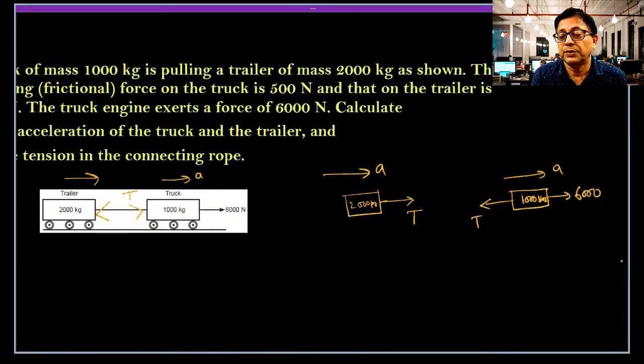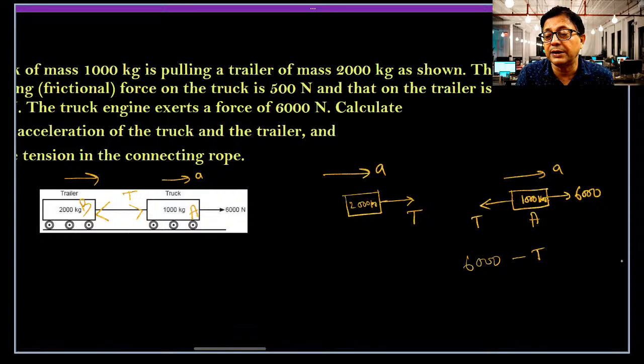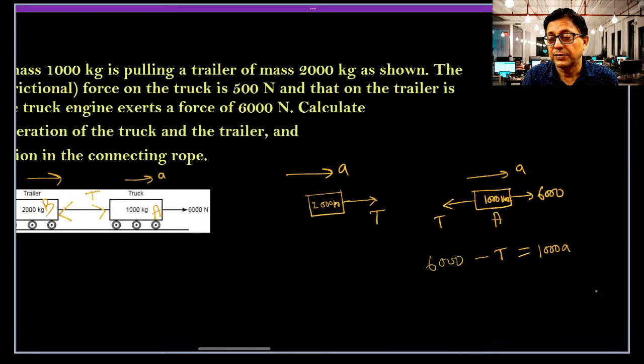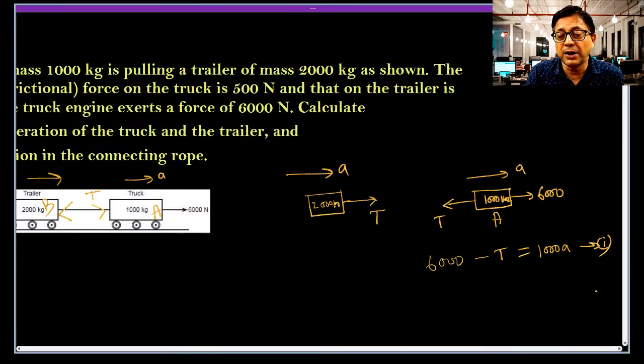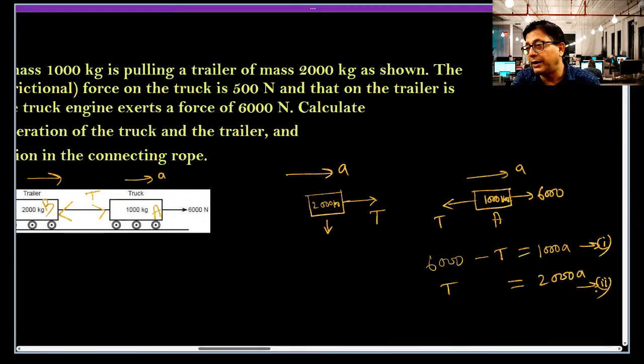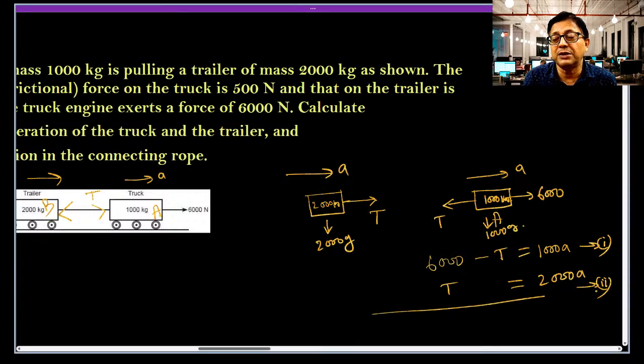So write the equations of motion. 6000 for this body. This is A and this one is B. For A we are writing 6000 minus T equal to 1000 A. Am I correct? Mass into acceleration. This is number 1. And for this one, T is equal to 2000 A. You did not ask me anything about gravity. Does gravity play any role over there? No. Because gravity acts vertically downward, it has no role to play on the object in the forward direction. So this mg has no role. This mg also has no role. Only the horizontal force.